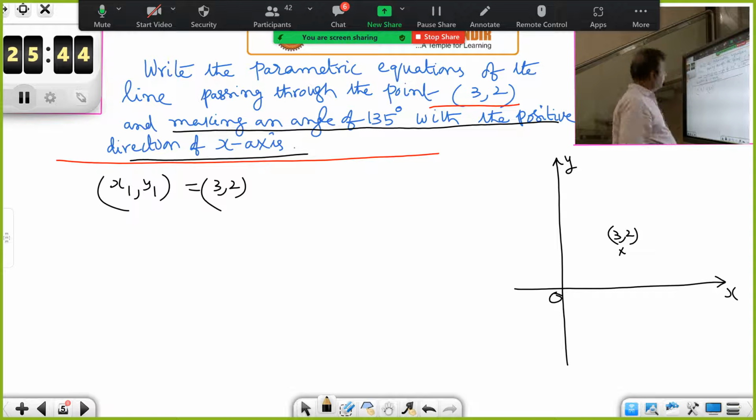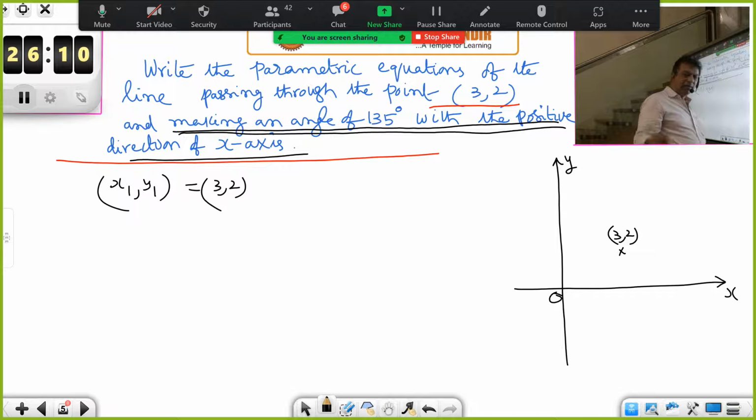You need not tell all that. You can simply say that the inclination of the line is 135 degrees, because that is the definition. 135 inclination means it is the angle made by the line with the positive direction of x-axis in the anti-clockwise direction only. So every time you need not tell all this. Already we have defined inclination. You can simply say that the inclination of the line is 135.